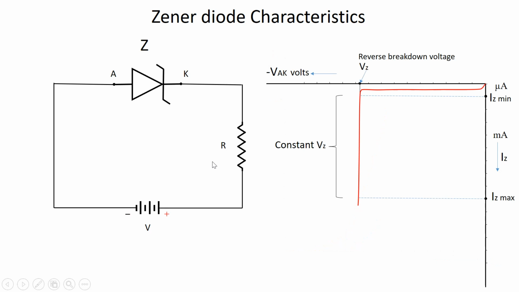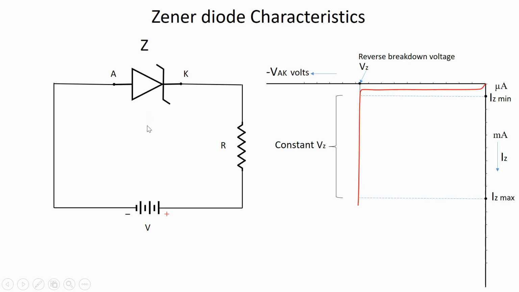When the diode is connected in the reverse pattern, that is, the anode of this diode is connected to the negative terminal of the external battery and the cathode of the Zener is connected to the positive terminal of the external battery, the Zener diode is said to be in the reverse bias configuration.